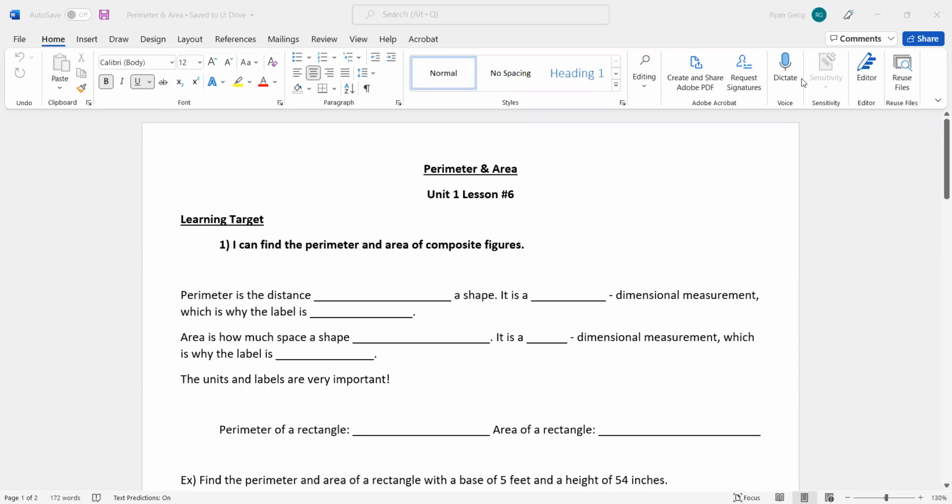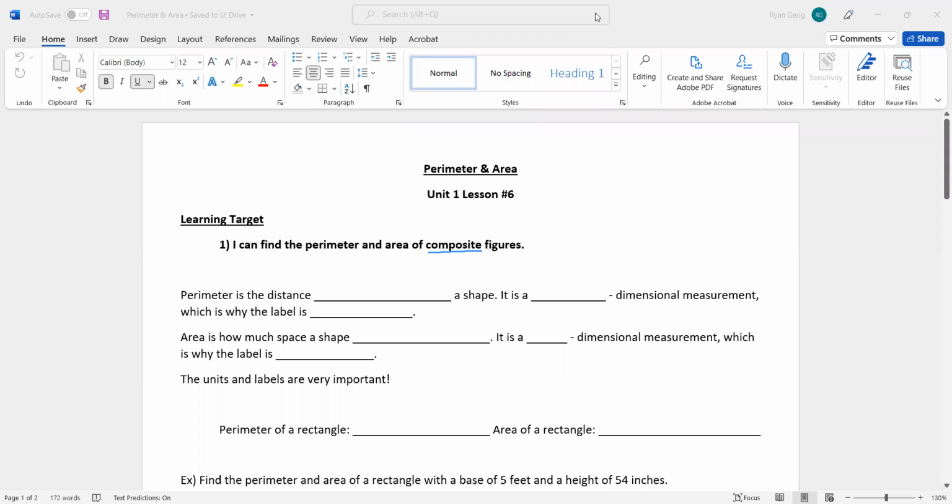You see it's perimeter and area, which should be review. However, we are going to add something to it. Of course, you probably could have expected that. I'm going to underline what I have here in the learning target, composite figures. You're going to see what that looks like on the back. Before we get to that, let's just make sure you understand perimeter and area.